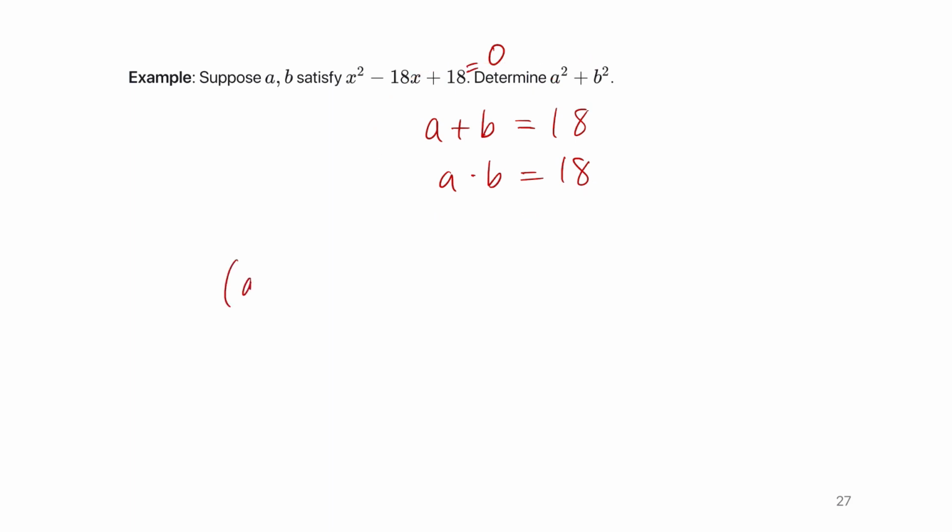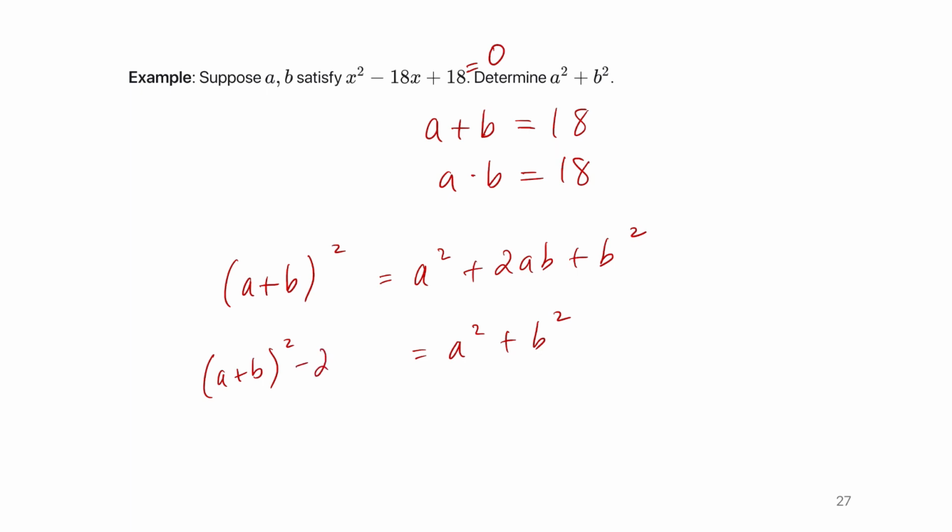Well, what if we look at (a plus b) squared? Right? What do we get with that? We get a squared, 2ab, b squared. Now we have what we're looking for on the right-hand side, a squared plus b squared. On the left-hand side, we have (a plus b) squared minus 2 times ab.